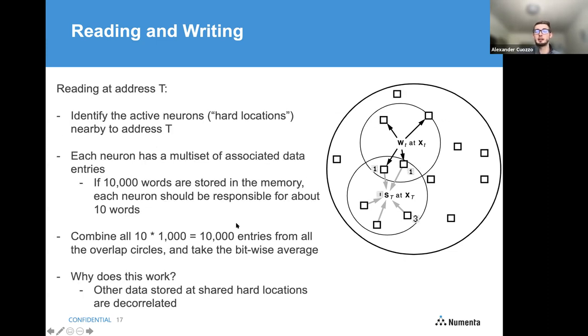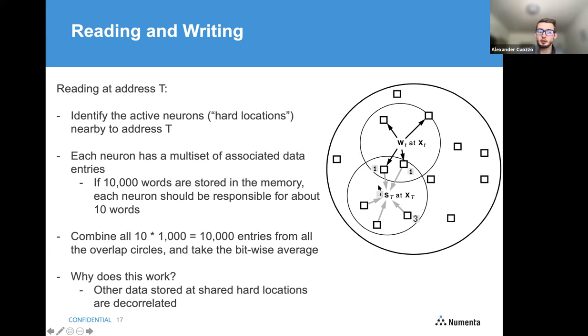Okay, so what does reading entail? How do you read from your memory once you've written to it? Again, you use your data as your address. Remember, this time it's going to be different, because it's not the one that we stored, it's a new one that should hopefully get us back to the original memory point that we stored. So we have this new corrupted version of one, and we get the access overlap, which is just the 1,000 neurons that are within a certain radius.